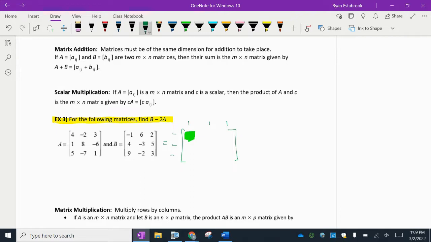And I'm going to help you out with this first row. If you did b minus 2a, looking at the entry that's going to go in this upper left-hand corner, I would have b minus 2 times a. Here's my b matrix. Here's my a matrix. So b minus 2 times a is -9. So what I'm going to have you do is, can you figure out the next entry?